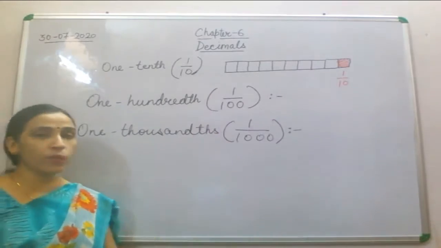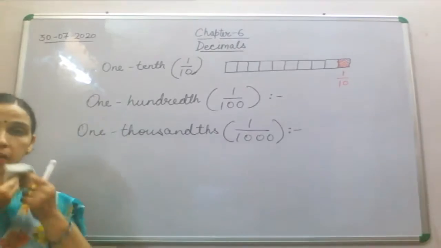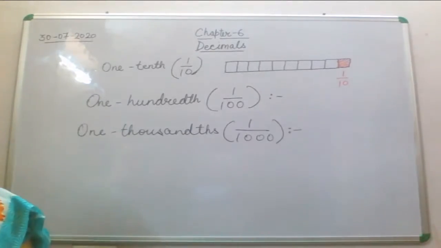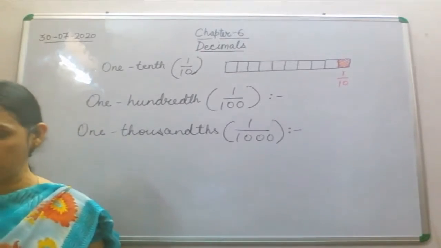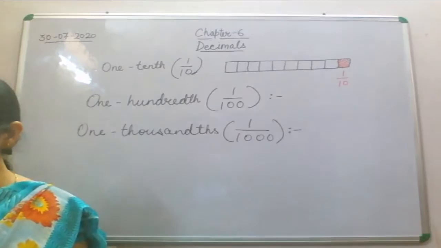As you have seen in 1/10, similarly we have 1000 portions, and out of those 1000 parts you are shading one part. So that is 1/1000. So let's take one example.